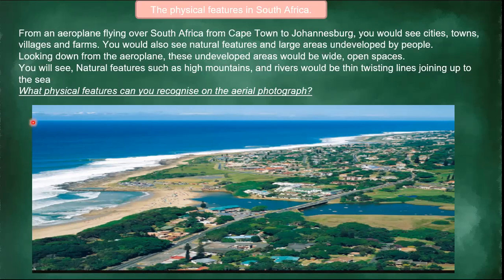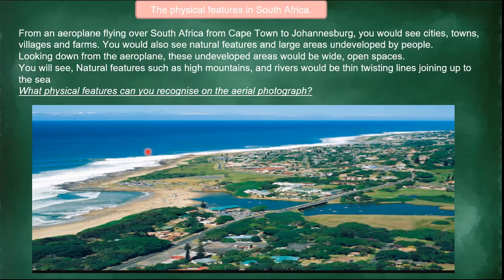So tell me, what physical features can you see on the aerial photograph? Imagine you are traveling from Cape Town to Johannesburg, and then you come across a place like this. What do you see? What are the physical features that you see?